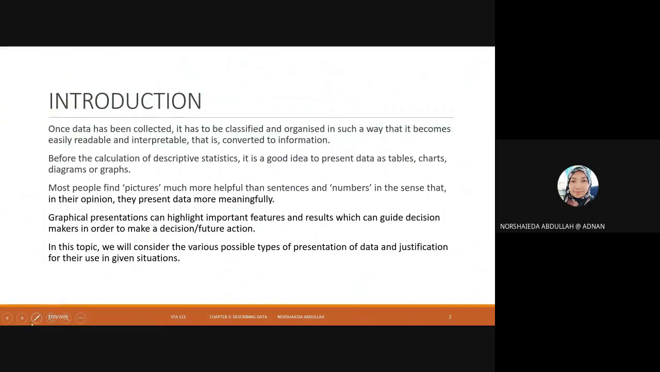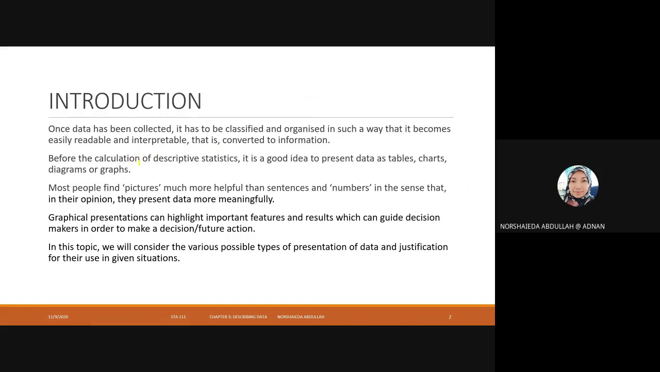So the purpose why we describe the data, or why we present the data, is because once the data is collected, we will have raw data in our hand. The raw data needs to be classified and organized in such a way that it becomes easily readable and interpretable. We want to convert the raw data into information.